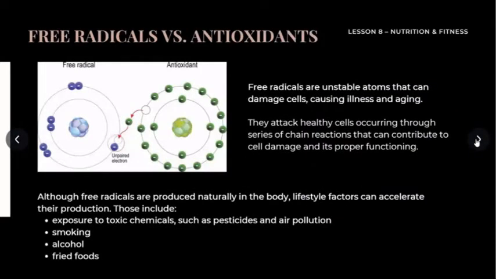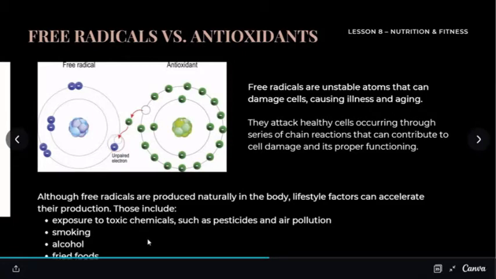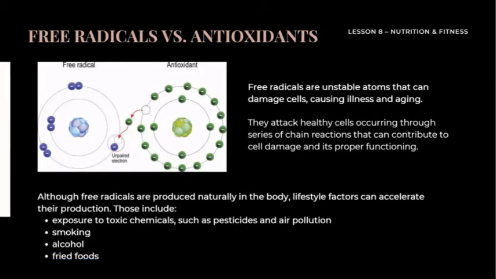Then we have here the free radicals versus antioxidants. Free radicals are unstable atoms that can damage cells, causing illness and aging. They attack healthy cells through a series of chain reactions that can contribute to cell damage and affect proper functioning. This is naturally created by human cells, but they also come in high concentrations from environmental sources such as exposure to toxic chemicals like pesticides and air pollution, also smoking, alcohol, and fried food.